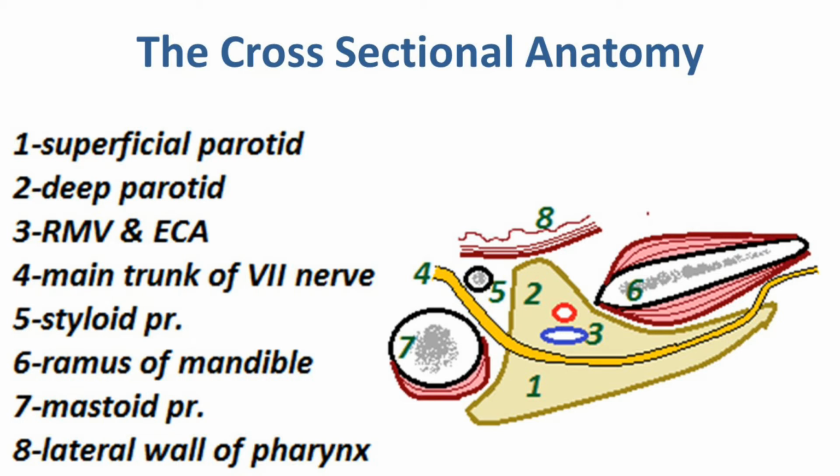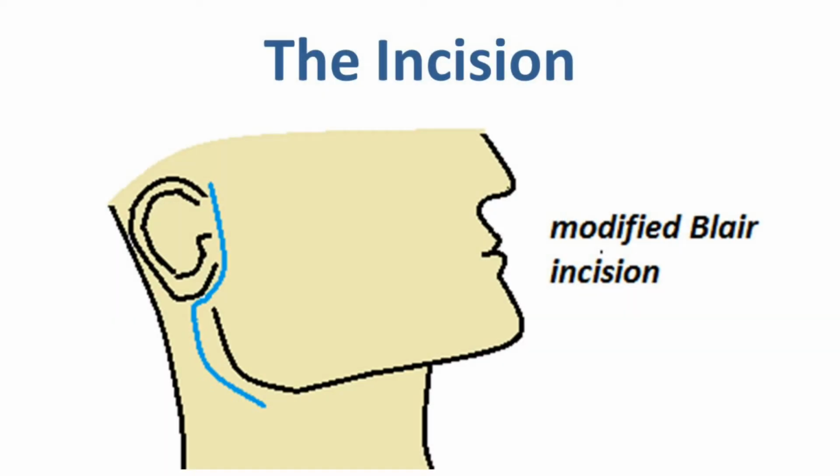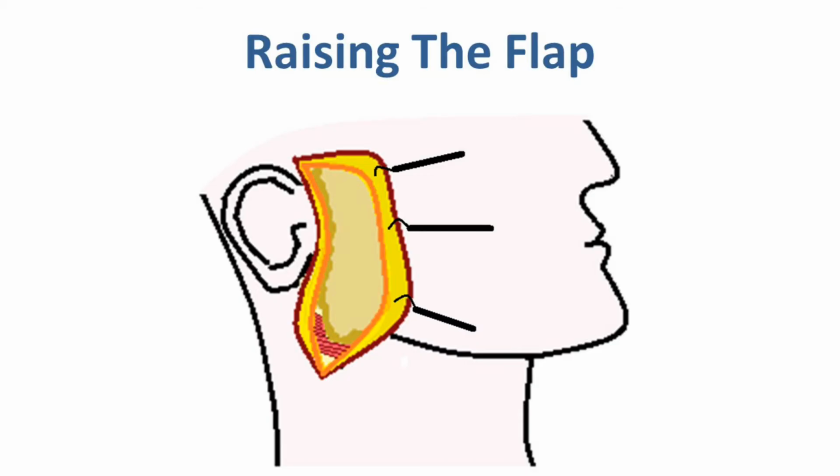Also do not forget the NVA order, which tells you that the nerve is the most superficial structure, then the retromandibular vein, and finally the external carotid artery. The time-honored incision is the modified Blair incision, which is shown here. When raising the anterior flap, care must be taken not to raise the flap beyond the anterior border of the parotid to prevent damage to flimsy terminal branches of the nerve.